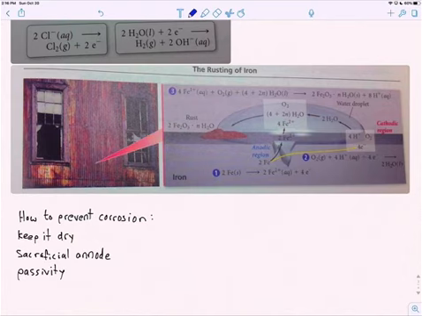Okay, so that is the electrochemistry. So the next topic, coming to the end, is nuclear chemistry.